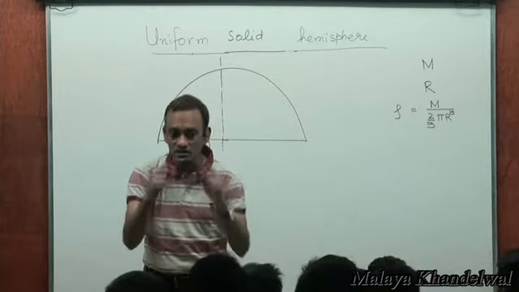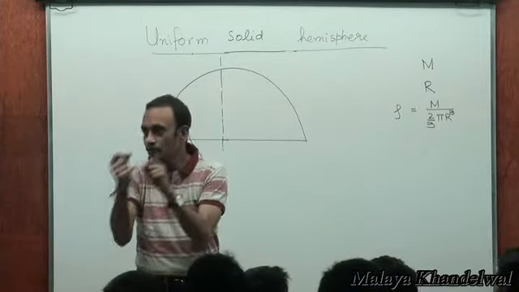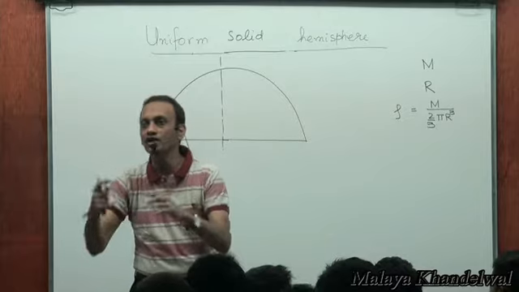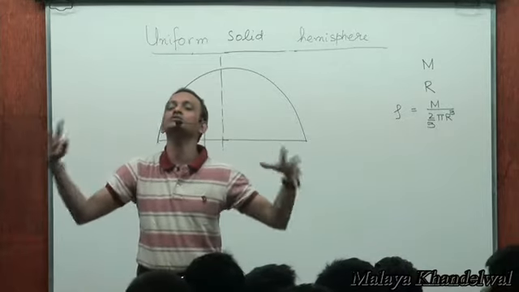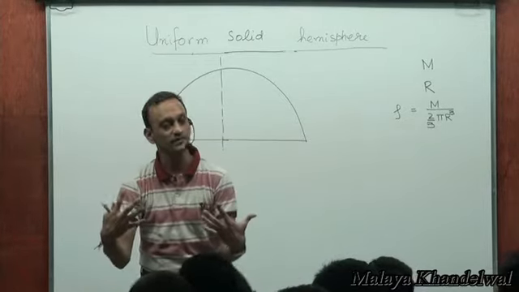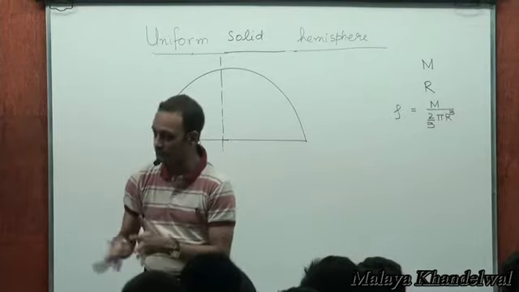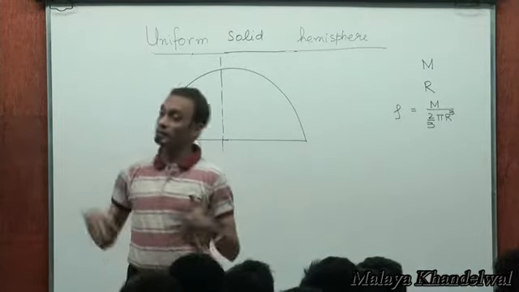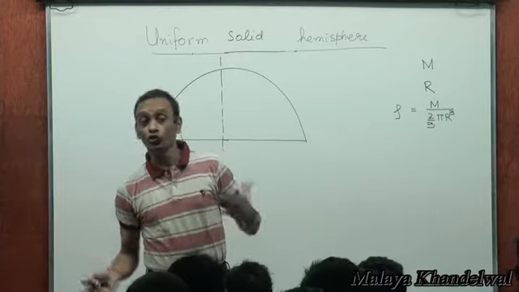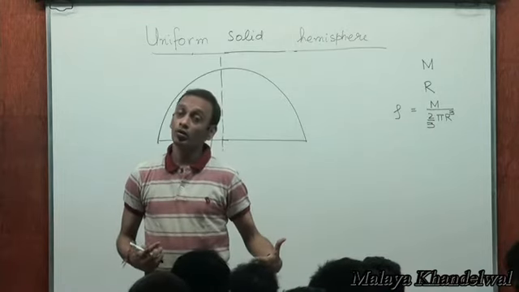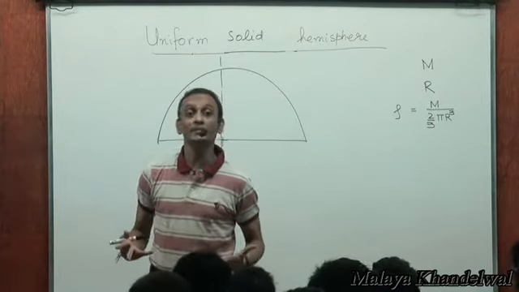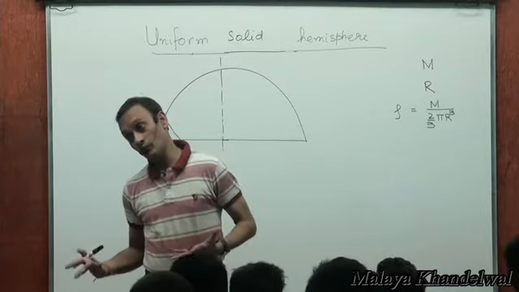Again, the objective is to select suitable mass elements dm and find the center of mass of each of these mass elements, y into dm. I carry out this for all mass elements that constitute this solid hemisphere, sum it up, and then divide by the total mass. I want to sum it up in a manner that all elements of the hemisphere get covered.